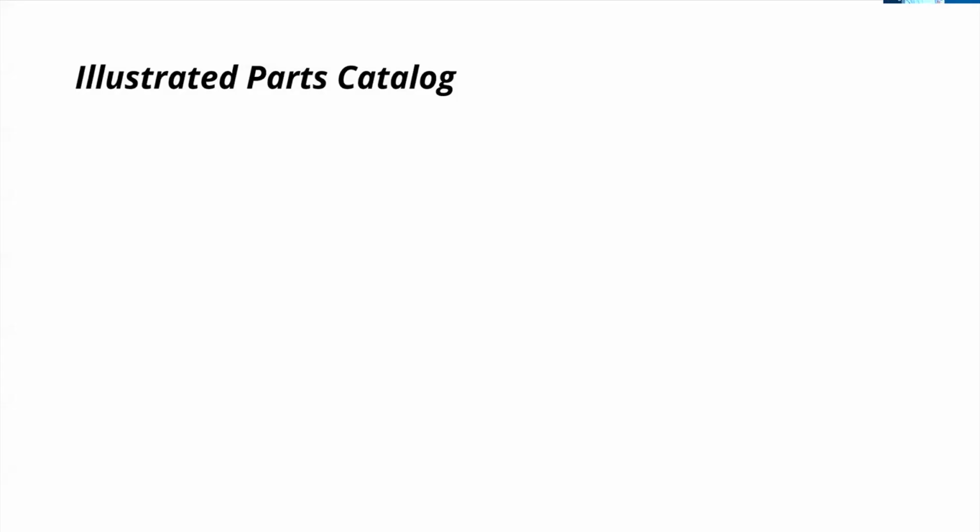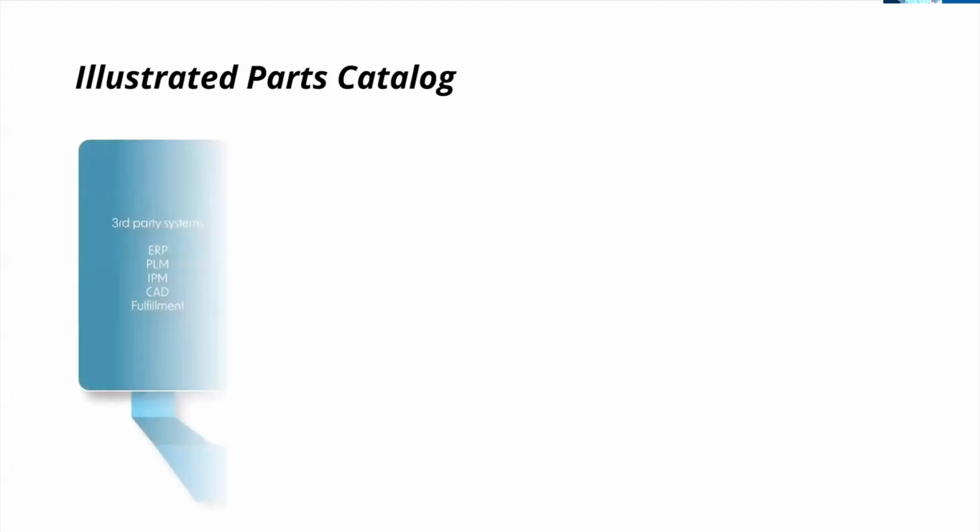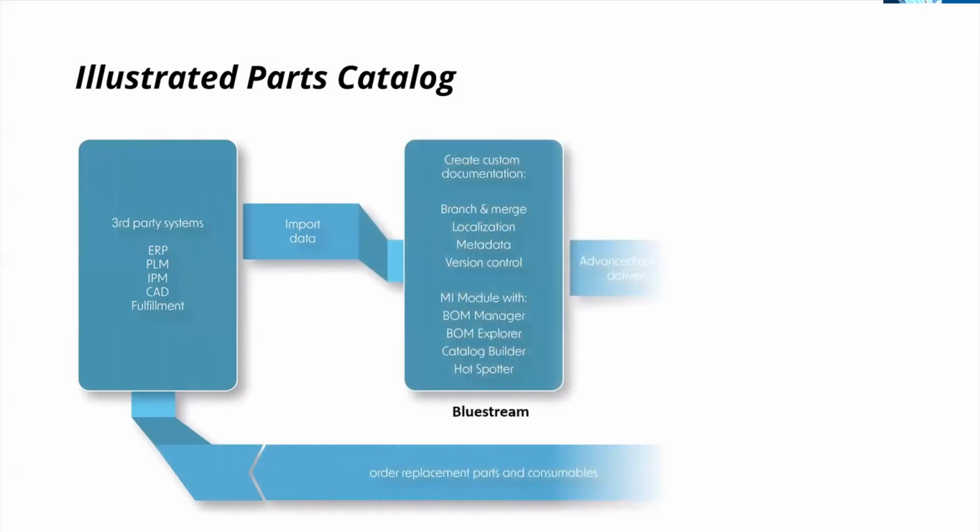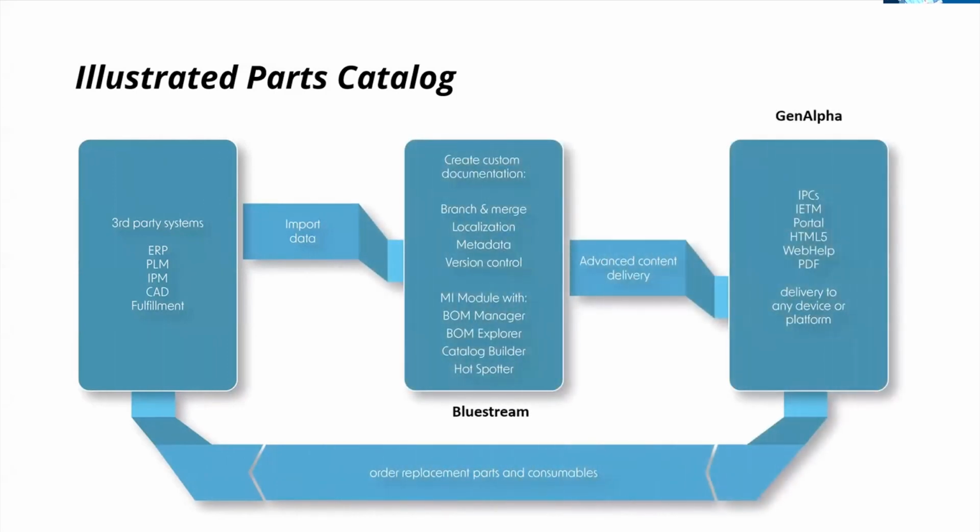And another thing we see, which links in very well with GenAlpha, is illustrated parts catalog. So we have a system whereby we can bring content from third-party systems, ERP systems, PLM systems, CAD systems, and bring that data into our CCMS. And here we can build an IPC, for example, automatically within here, and then deliver that out to the sort of platform that GenAlpha supply.